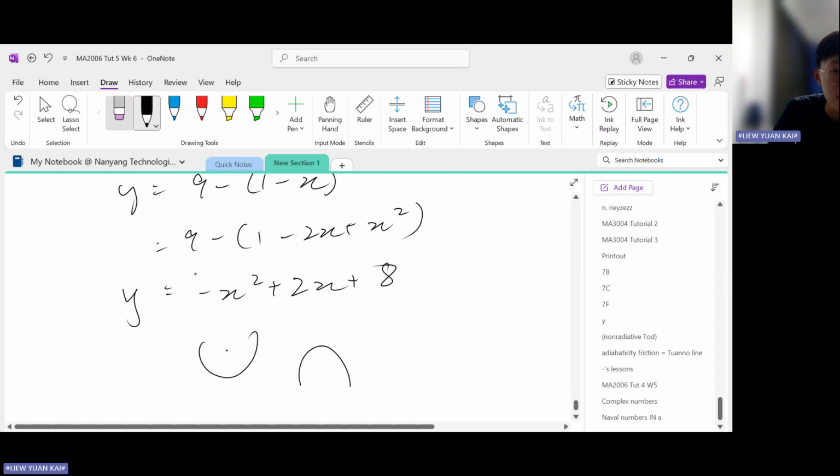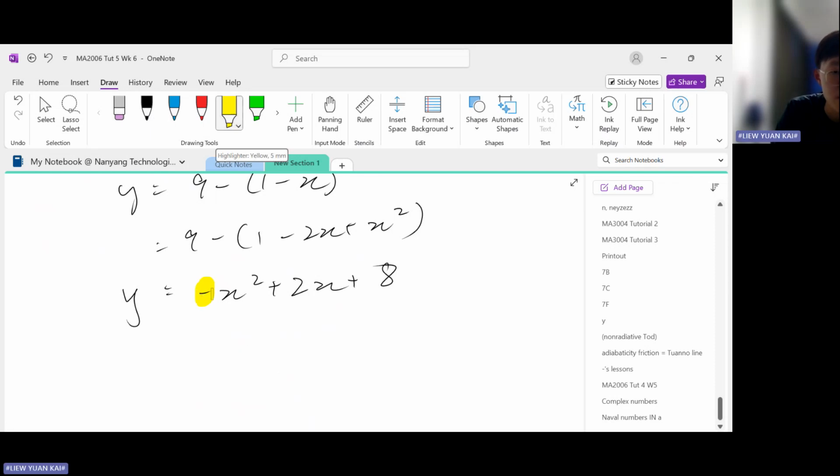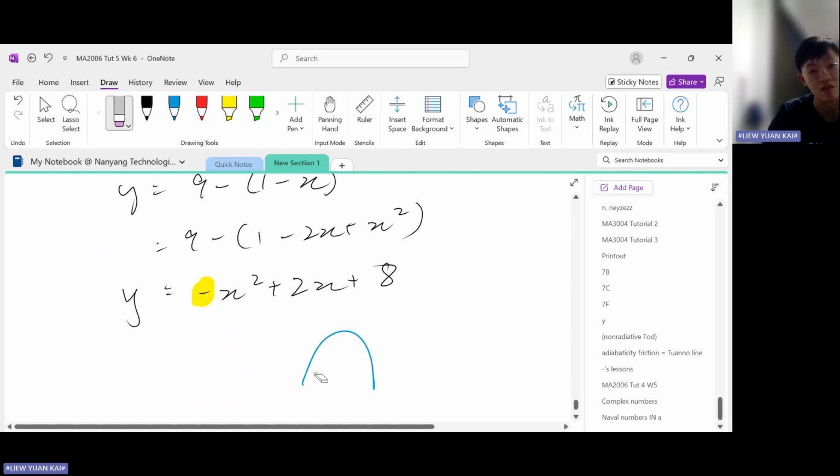So to do that, you check the coefficient of the x squared term. Is it positive or negative? If it is negative, then it's a sad face. If it's positive, then it's a happy face. So in this case, our general shape is a sad face.